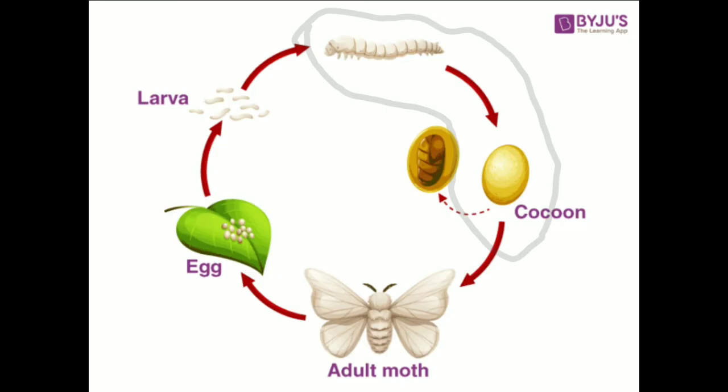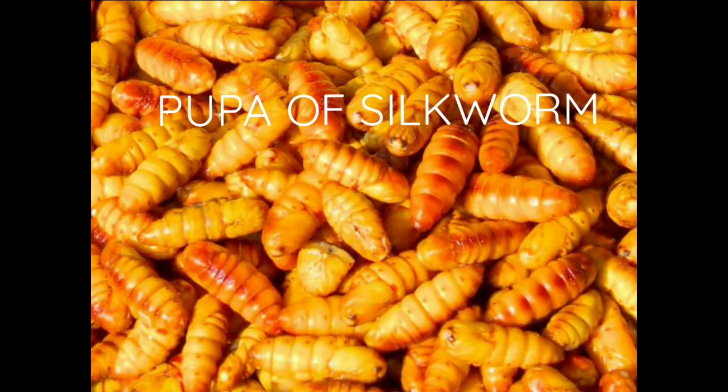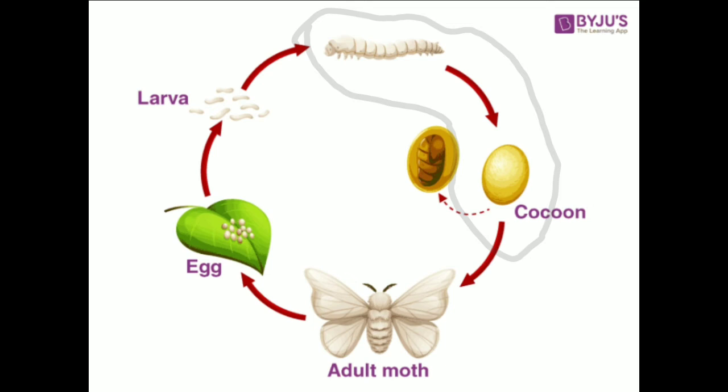Pupa stage in silkworm. This is the third stage in the life cycle of silkworm. In this stage, the pupa does not take any food and does not move at all, so it is also known as the resting stage. The growth takes place inside the cocoon. This stage lasts for about 12 to 14 days.